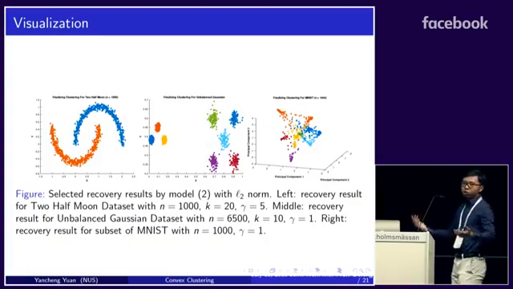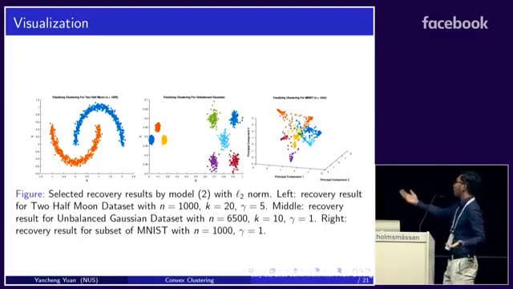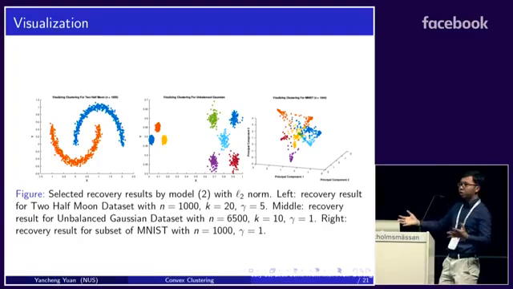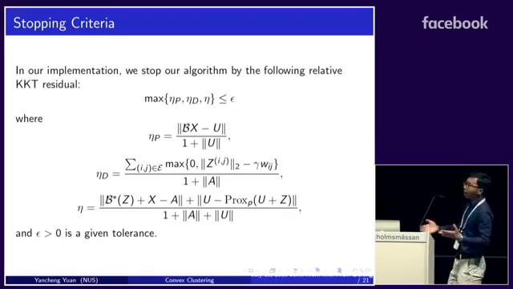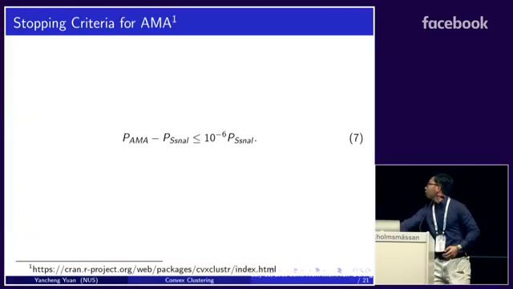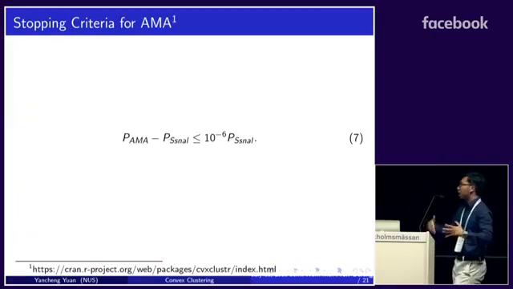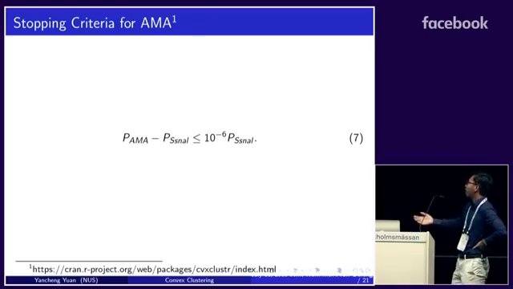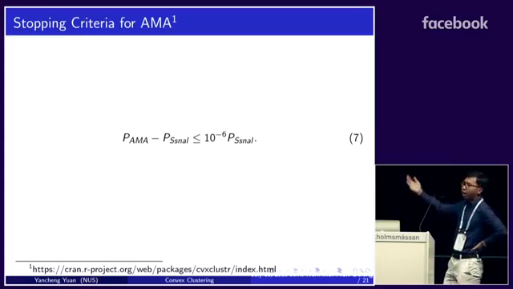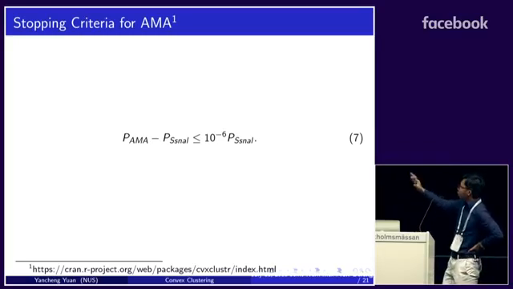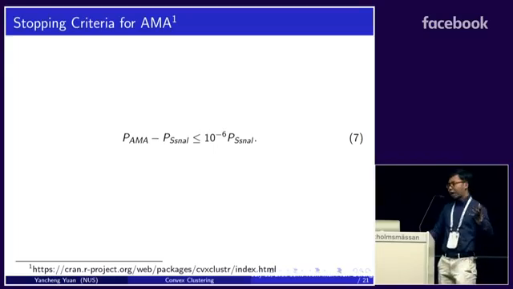And now I show you some numerical experiments. This is some visualization, the clustering results obtained by this model. And we stop our algorithm by the KKT residual. And we compare with the state-of-the-art solver designed by Eric Chi called AMA. Because it's an unconstrained problem, we just compare the optimization function value, and as long as AMA achieved a similar function value as us, we stop it.